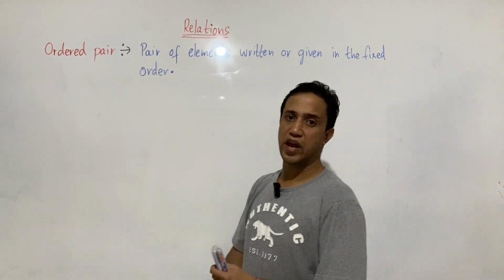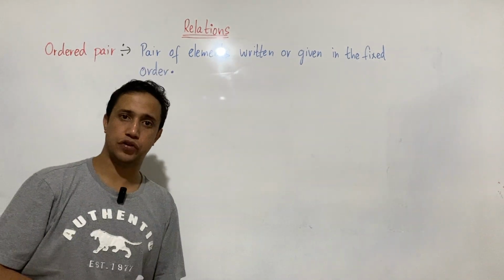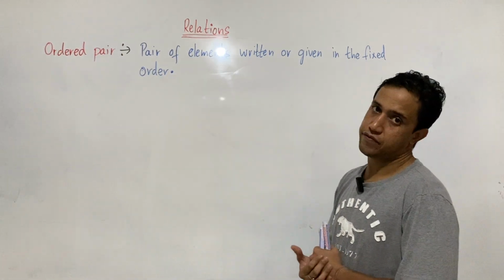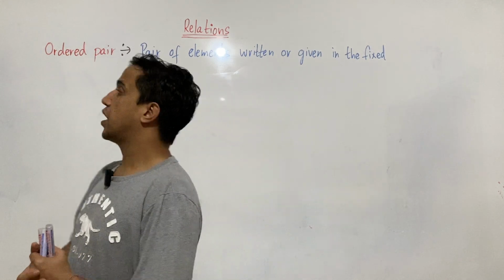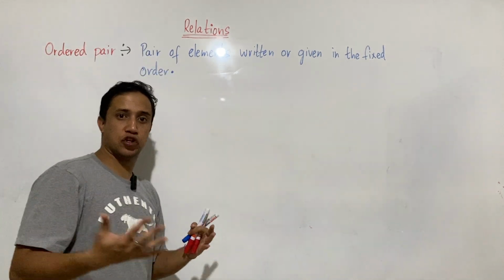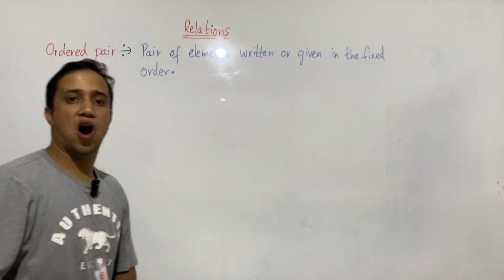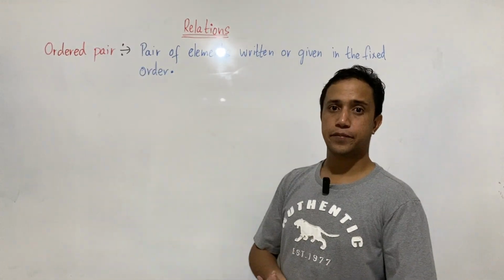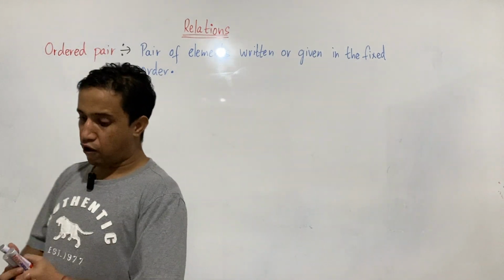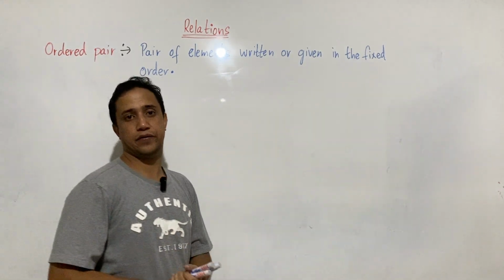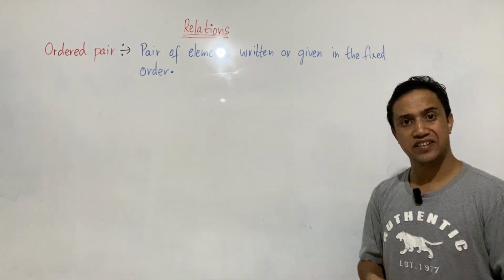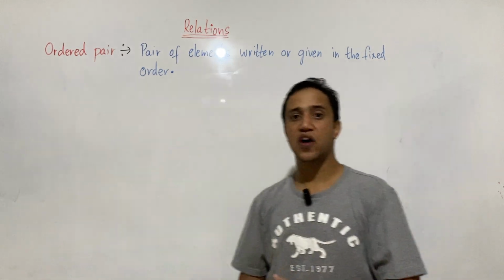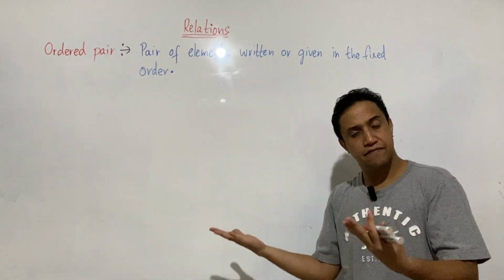In today's session, we are going to talk about relations. We'll start with the very basics of relations, and the very basics of relations start with the ordered pair. So let's start with the ordered pair. First of all, how do we define an ordered pair? Ordered pair, as the name says, is a pair of elements written or given in a fixed order.